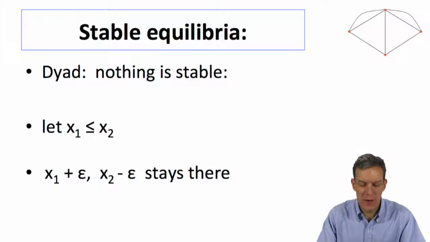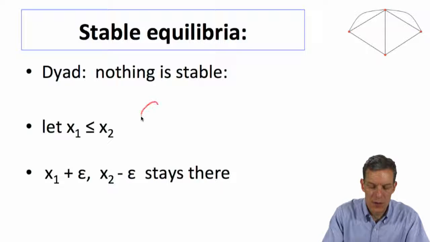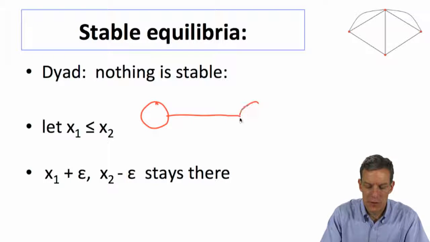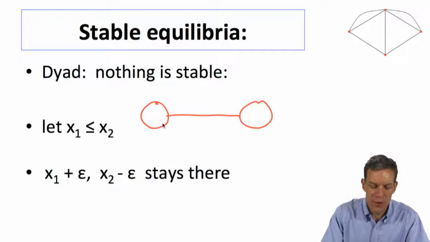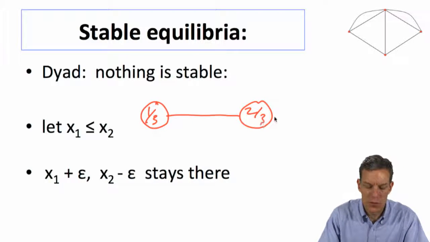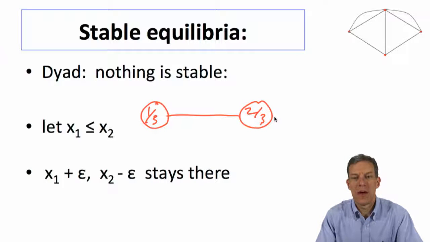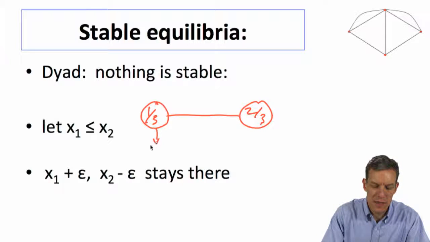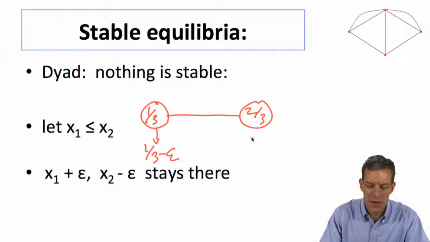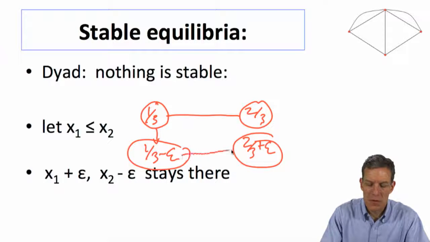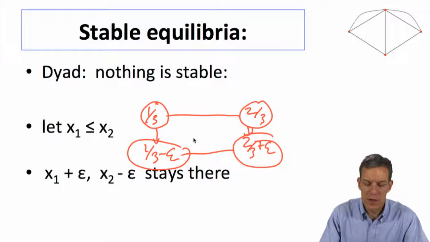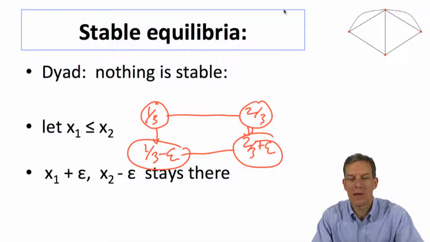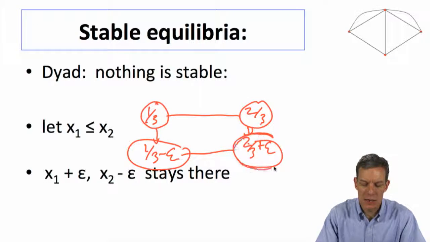Let's first think of a dyad. So we've got two individuals, these two individuals. And let's suppose that person 1 is doing something, say, like 1/3, and person 2 is doing 2/3. That's not going to be stable in the sense that if we perturb this a little bit, so suppose we move this down to 1/3 minus epsilon, and this up to 2/3 plus epsilon, well, that in fact is also an equilibrium. So if we did that perturbation, it wouldn't go back to the original one. It would actually stay at this one.